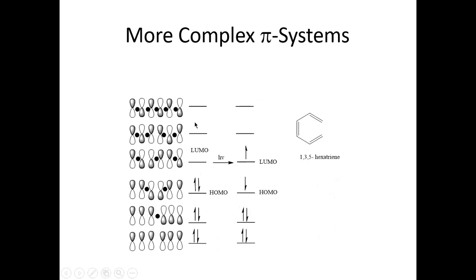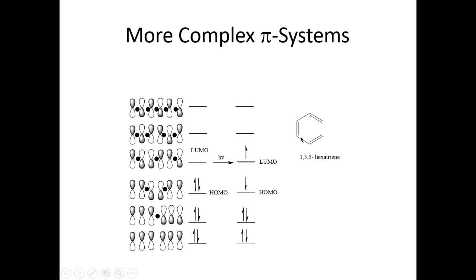And you can do this for any extended pi system. You can draw the molecular orbital diagram for it. It doesn't matter how many p orbitals there are. If it's conjugated, you can draw the MO diagram for it. And I kind of skipped over talking about conjugation, right? That's why this is possible, because all of these p orbitals overlap and form one big unit.